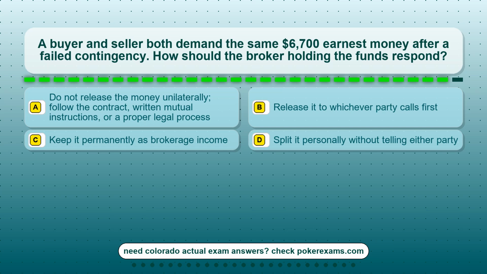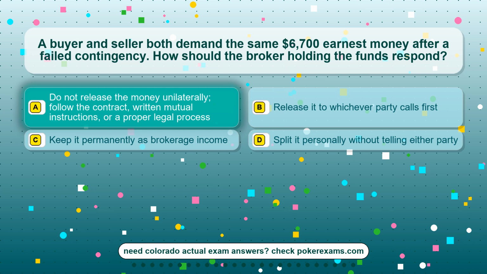Question 9. A buyer and seller both demand the same $6,700 earnest money after a failed contingency. How should the broker holding the funds respond? Option A. Do not release the money unilaterally, follow the contract, written mutual instructions, or a proper legal process. Option B. Release it to whichever party calls first. Option C. Keep it permanently as brokerage income. Option D. Split it personally without telling either party.